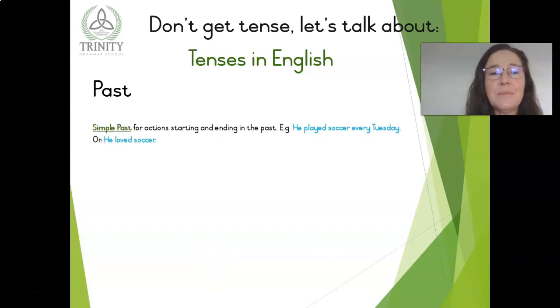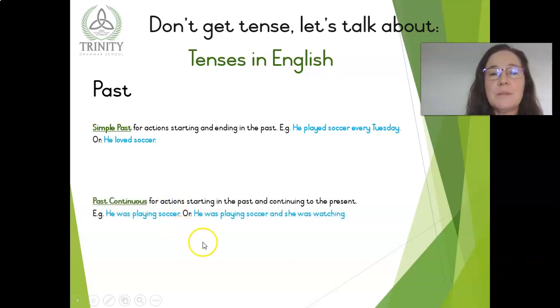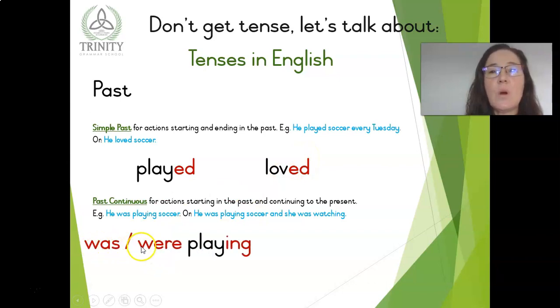So past in English, we have the simple past. This is for actions that start and end in the past, such as, for example, he played soccer every Tuesday, or he loved soccer, something that began and ended in the past. Then you get the past continuous, and this is for actions that started in the past and continue into the present. So he was playing soccer, or he was playing soccer and she was watching. So played, there you can see, and you add on the ed, and that turns it into a simple past. Loved. For a past continuous, you would need to add a was or a were, and the ing on the end, was or were playing. When you see a was or a were and the ing on the verb, you'll see that that is a past continuous.